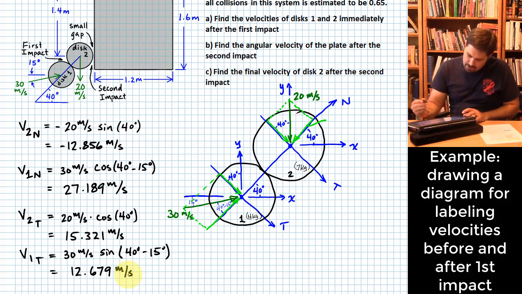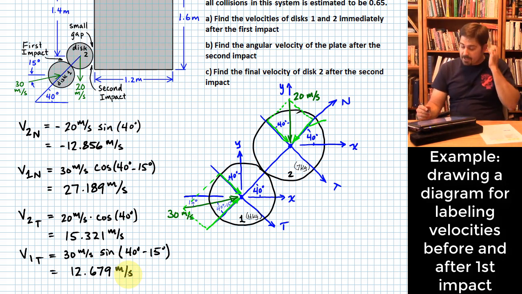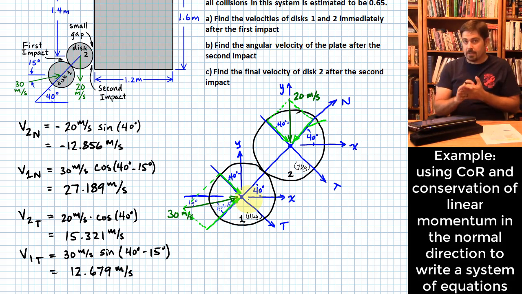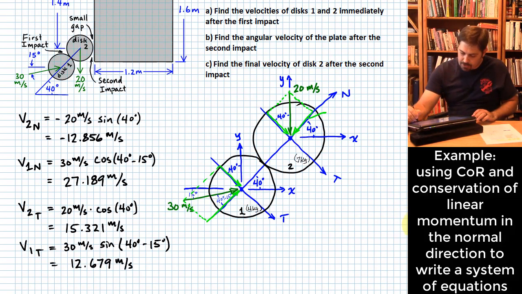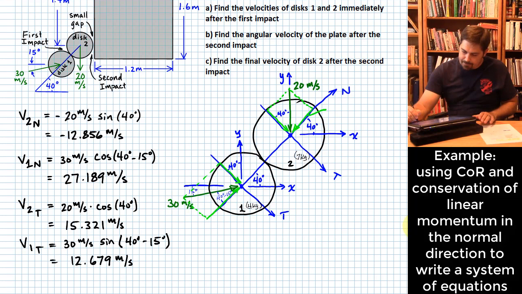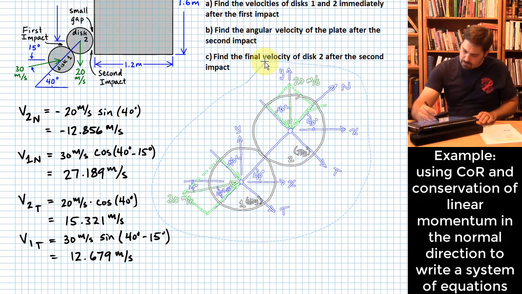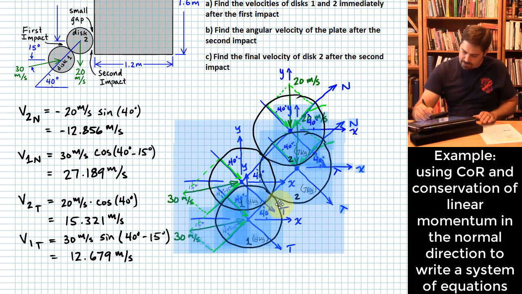Those are all really handy things to have, because what we're going to do next is a little system of equations where we take into account two different things. First of all, we get to use our coefficient of restitution idea that we just established, and we get to use our conservation of momentum concept that we've already talked about, but we'll show it here in a different way that we may not have seen yet. So here's what that looks like.